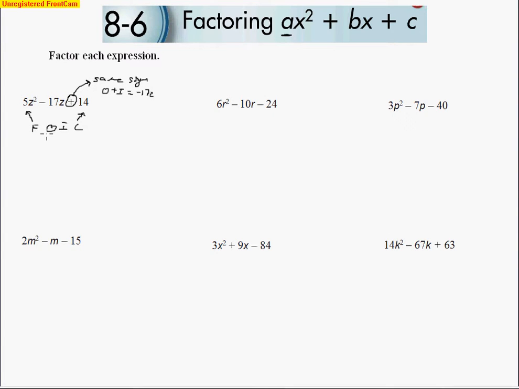And so when I go ahead and set this one up, I'm going to draw two sets of parentheses. I'm going to put 5z and z, because I know those are the only numbers that make 5z squared. I also know the signs, both negative. Now I need numbers that multiply to make 14. And so I've got some different options.